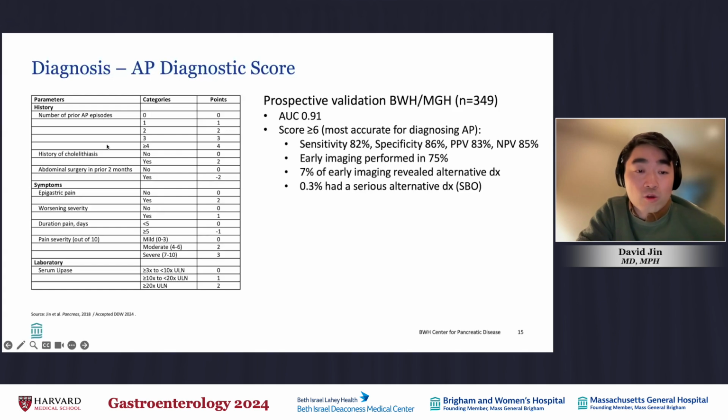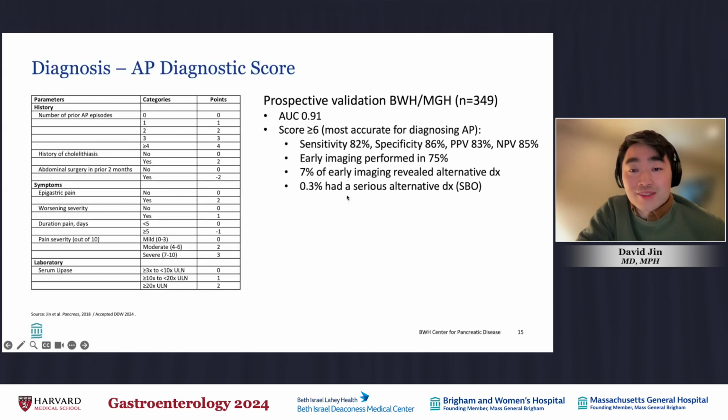It's a score comprising 8 separate predictors, including the number of prior pancreatitis episodes, a history of gallstones, recent abdominal surgery, the location, the progression, the duration, severity of pain, as well as their initial serum lipase value. And we found this score to be very accurate when it comes to differentiating between acute pancreatitis versus non-pancreatic pathology.